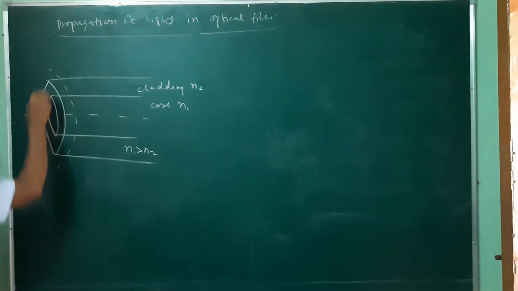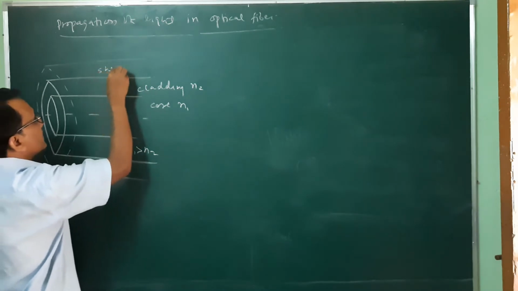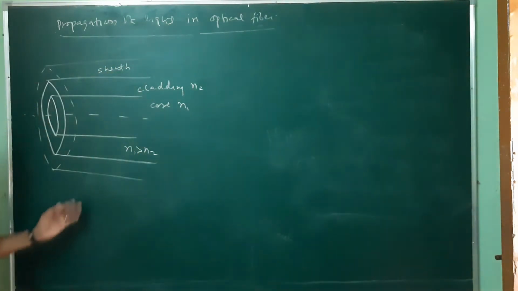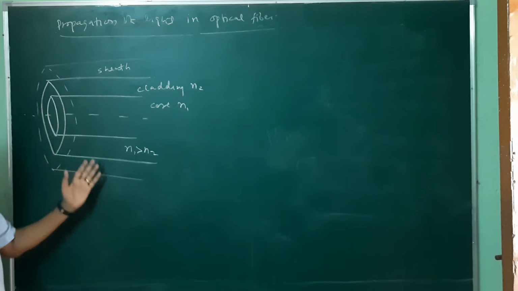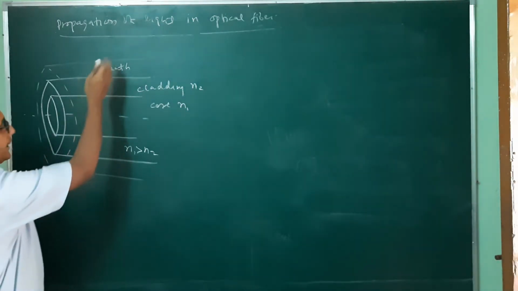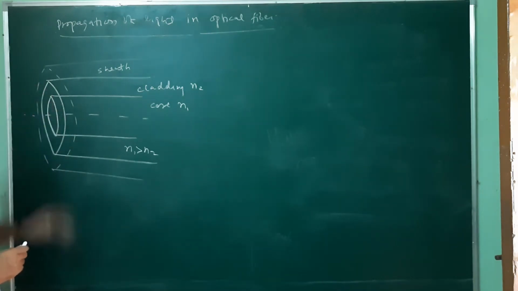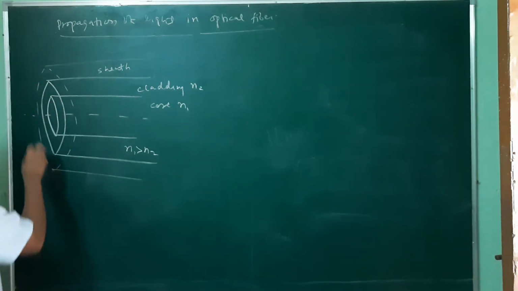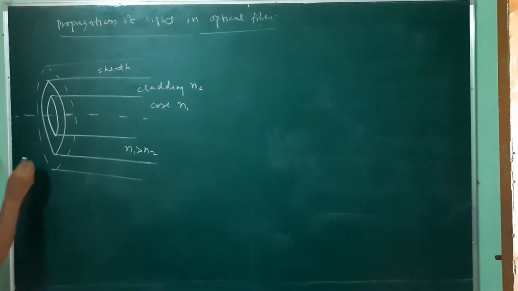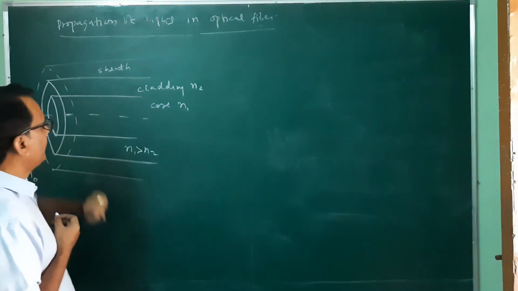And this is the final part, that is the protector, and this is known as the sheath. In the presentation I have just mentioned the dimensions of all these parts, the core, cladding and the sheath, and the total diameter is about 150 micrometer. This is the launching end, and the refractive index of this is, let's say, N naught. This is in general air, so N1 is the refractive index of the core, and N2 is that of the cladding.